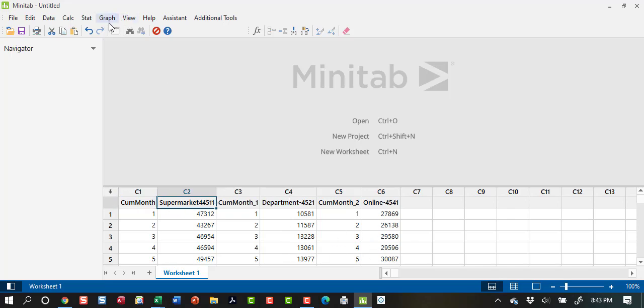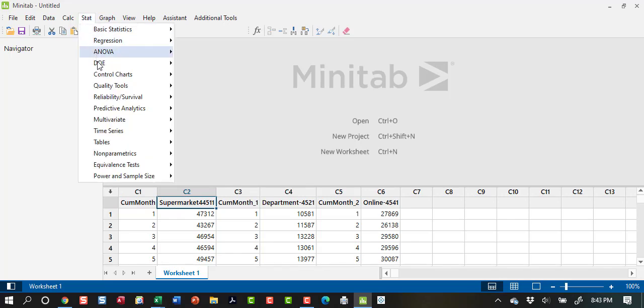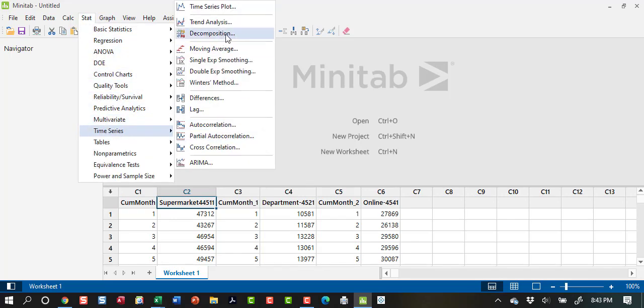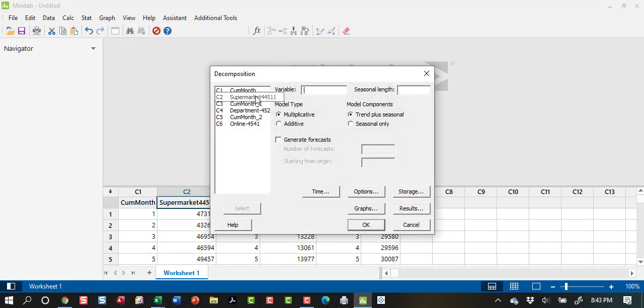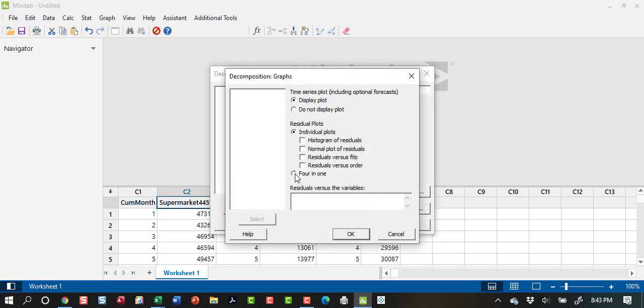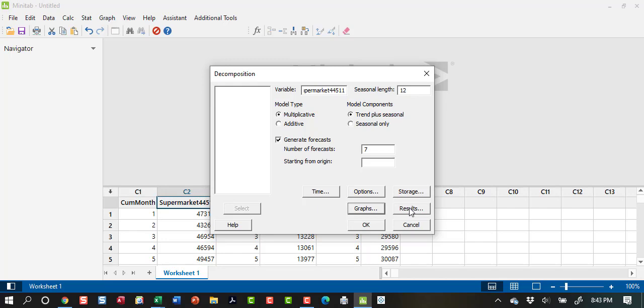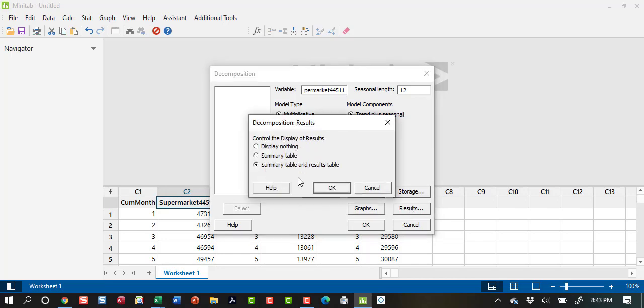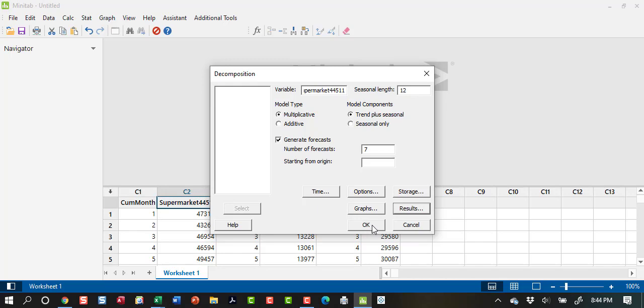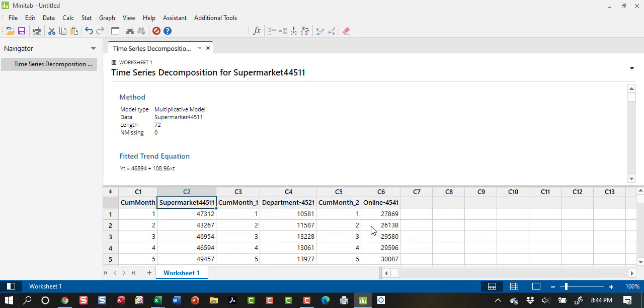Let's do supermarket first. Statistics, time series, decomposition. I want supermarket. Let's give it a double click. There it is. It's monthly data. The seasonal length is 12. I wanted to generate forecasts, 7 of them. The graphs, I like the 4 and 1. Results, I like the summary table and results table. And it's simply okay, hardly 2 seconds.